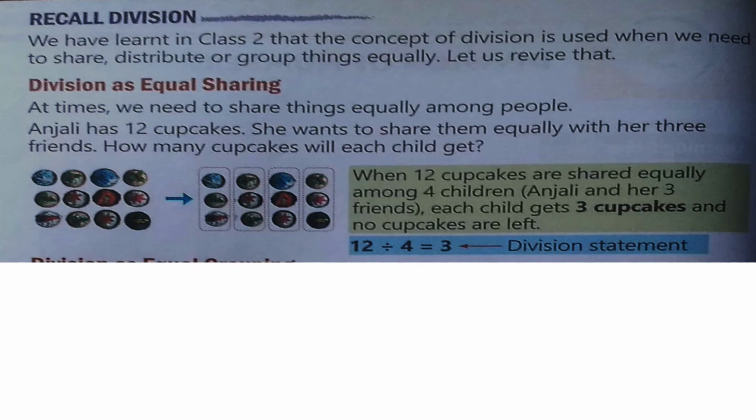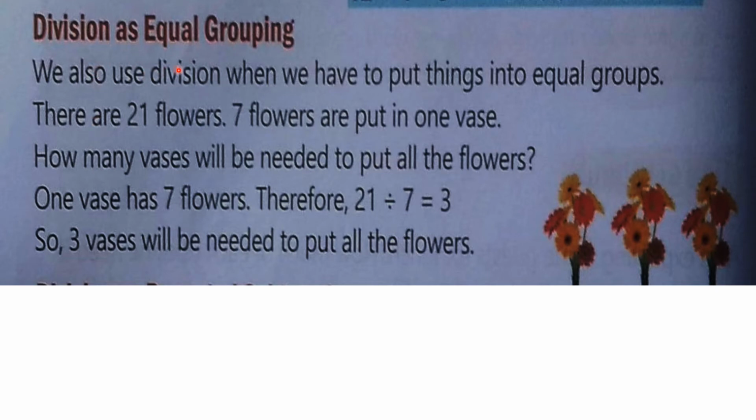Now, division as equal grouping. So how to make a group? Suppose, see here, we use division when we have to put things into equal groups. So there are 21 flowers in the garden, and 7 flowers are put in one vase. So how many vases will be needed to put all the flowers? So I have to find out the number of vases.